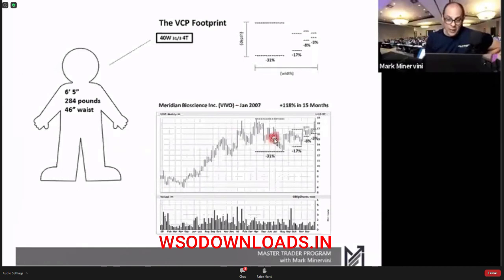So this particular name right here, you can see it came off 31%, then 17, 8, then 3, right? You can see four T's, right? And it's 40 weeks long. So this is a 40W 31 by 3 4T. And if you were to just take the chart away and just give it an overlay with depth and width, this is what it would look like right here.